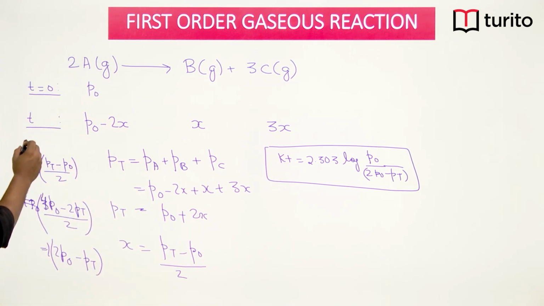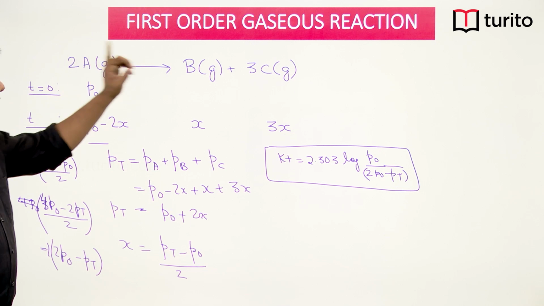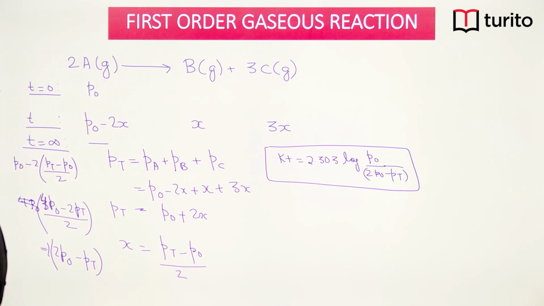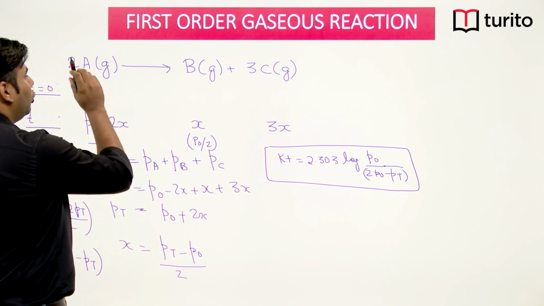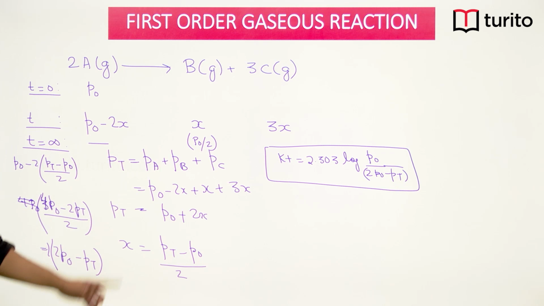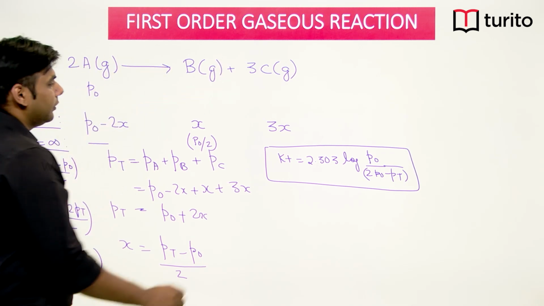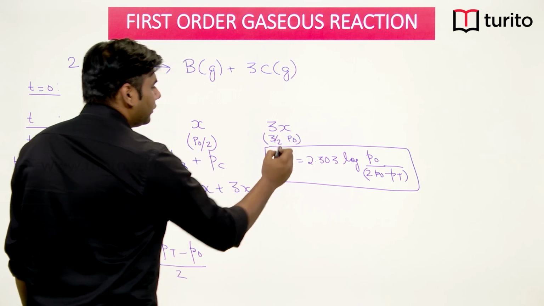Now suppose at time t equals infinity, data was given to us. We know that at time t equals infinity, this would have reacted completely. So basically 2 moles of this is forming 1 mole, so P naught pressure would form P naught by 2. Similarly, 2 moles of this is forming 3 moles, so 1 mole of this would form 3 by 2 moles. So the P naught pressure that is reacting would give us 3 by 2 P naught.